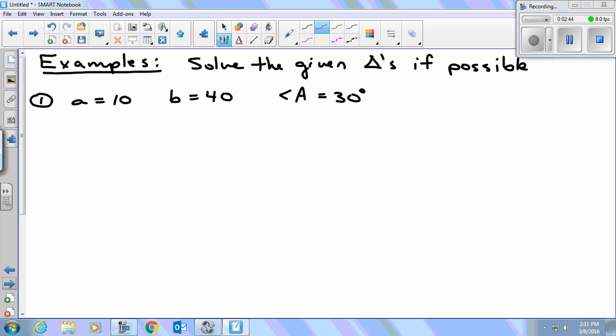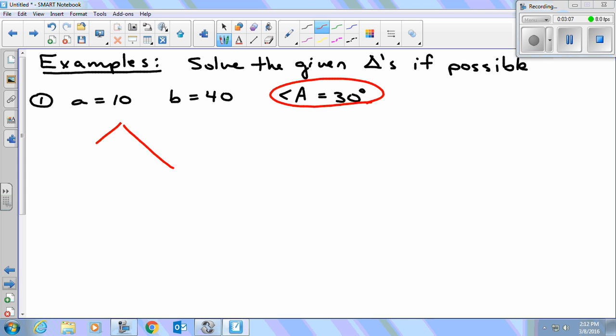So let's look at a couple of examples so that we can see what to look for and how this might work out. Make sure that if you have had your calculator in radian mode, that now you've got it in degrees mode again, because we'll be working with degrees here. So these are the three pieces of information I've been given. Two sides, A and B, are 10 and 40 units, and angle A is 30 degrees.